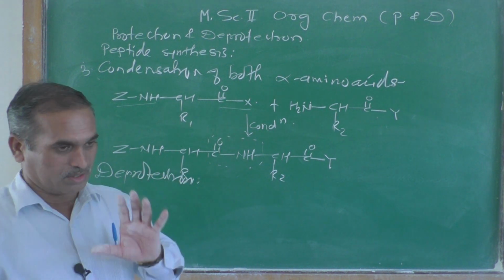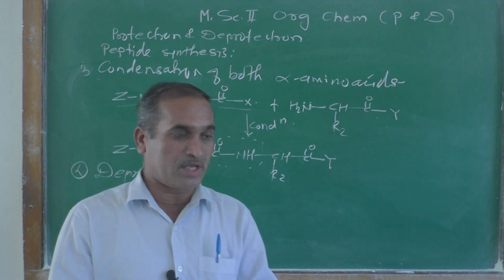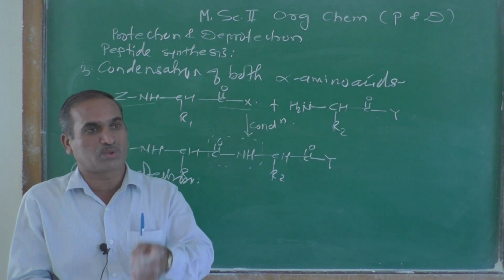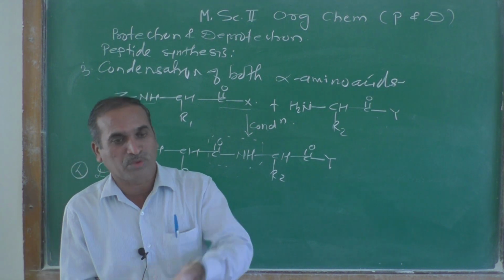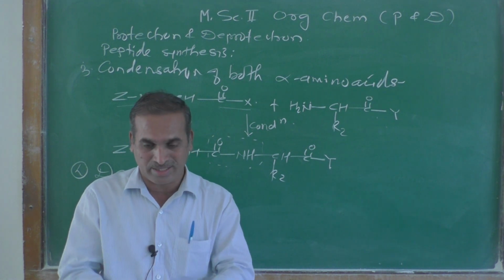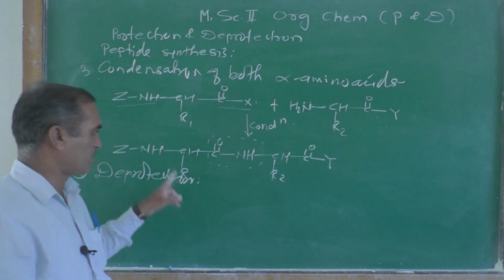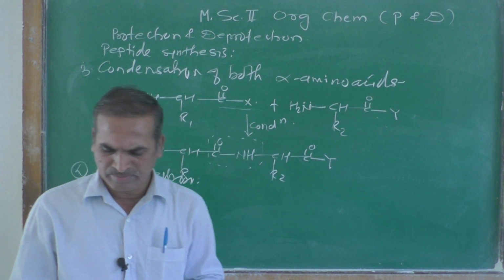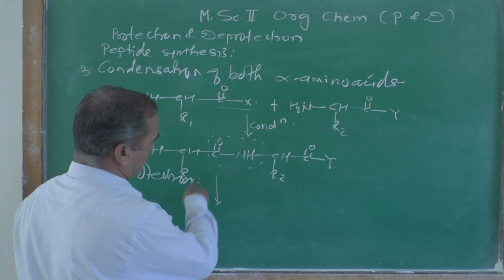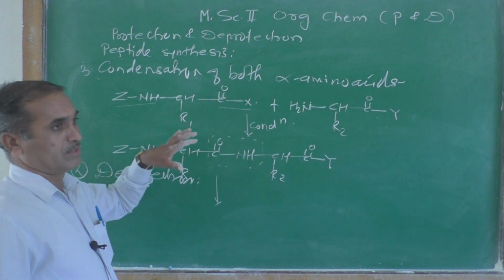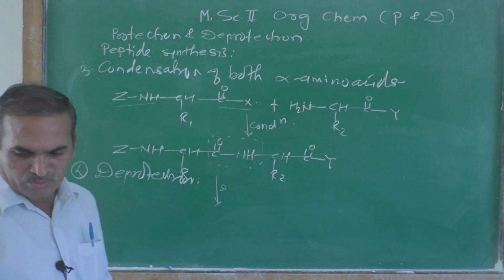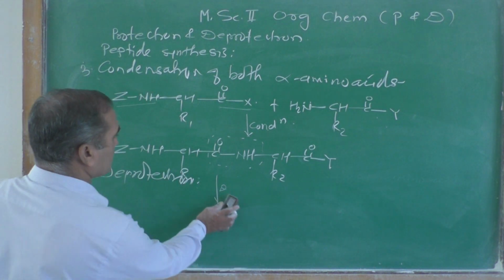Step number four is deprotection, and deprotection is very essential, because we have to get the protected group back to its original state. Therefore, deprotection will be carried out here by using a suitable reagent. And what do you get over here for this?